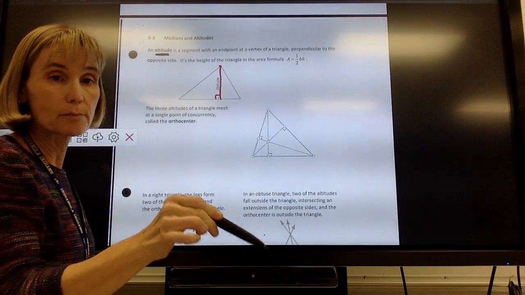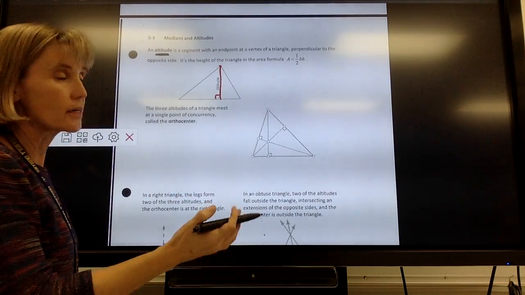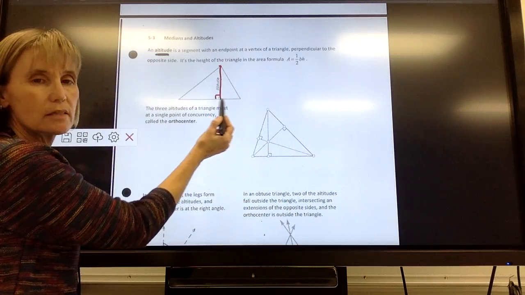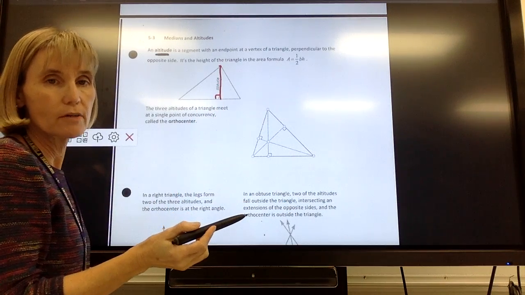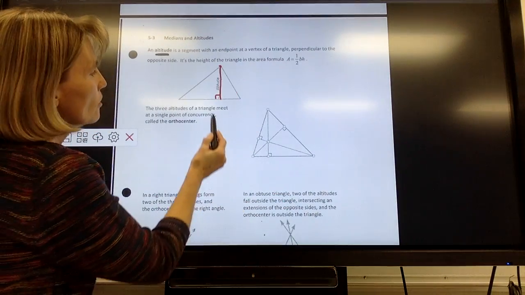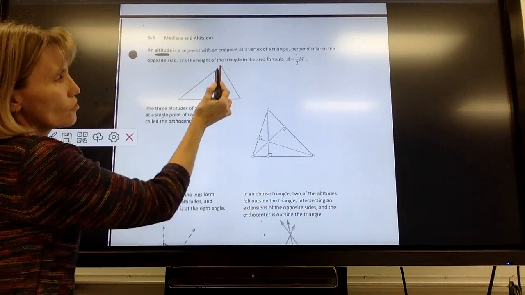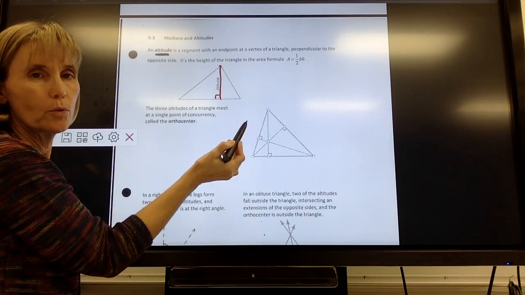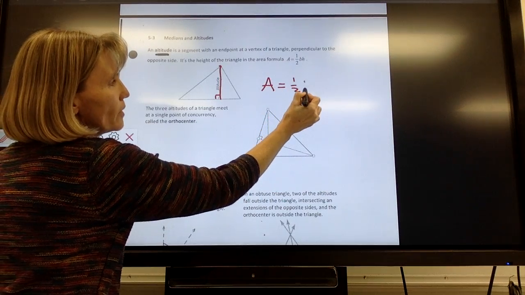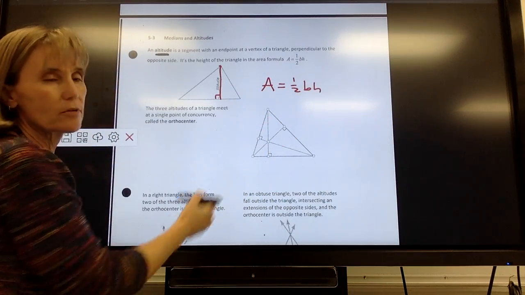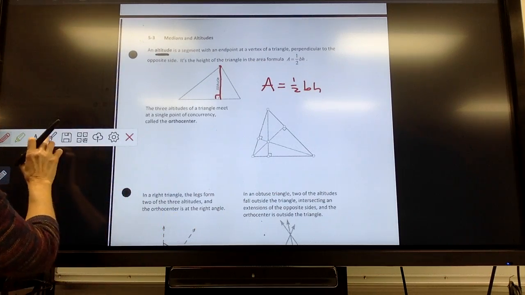An altitude is perpendicular. What makes it different from a perpendicular bisector is the fact that it's not cutting the opposite side in half. You don't see tick marks on both sides, because it didn't cut the segment in half. It's just perpendicular, and it's the height of the triangle. So we need an altitude when we find the area of a triangle, because the area of a triangle is 1/2 base times height. That altitude represents the height of the triangle. So we do need to use altitudes at different times.